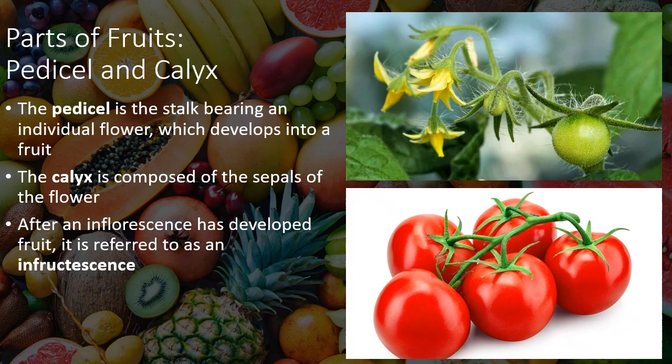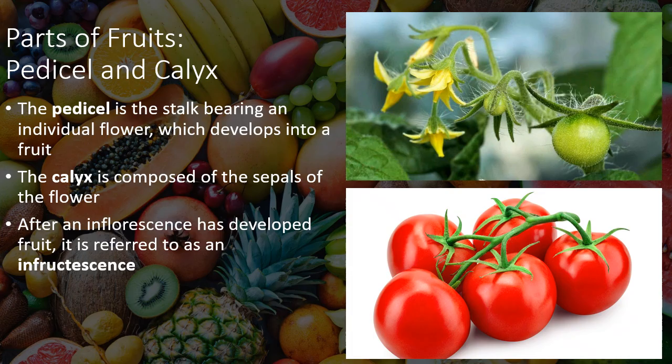We also often see the calyx continue to play a role even as the fruit develops. The calyx is composed of the sepals of the flower. And if we look at the tomato flowers in the top picture, we see these little modified leaves just outside of our petals. And the sepals help protect that flower bud before it opens. However, they continue to develop as the tomato becomes larger.